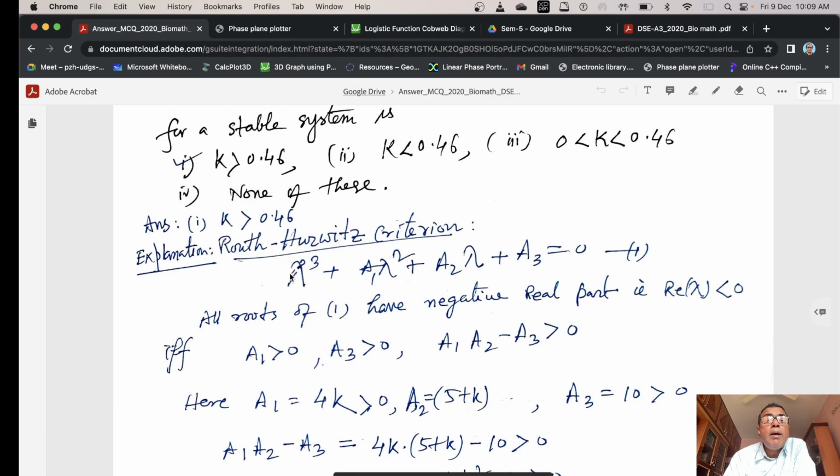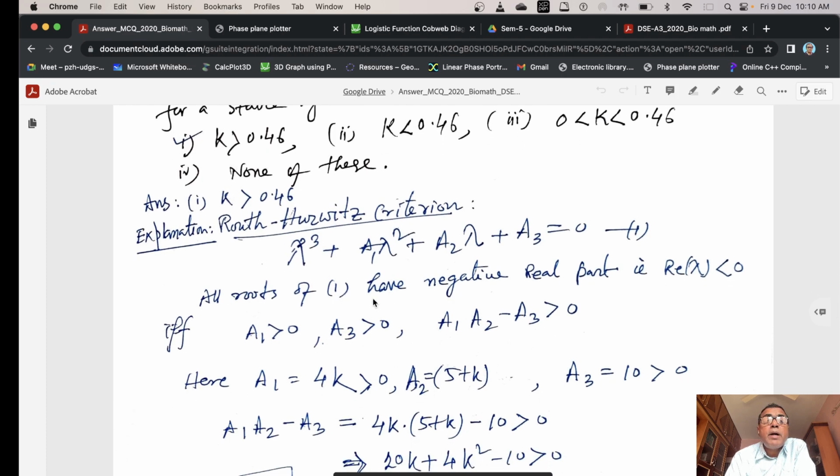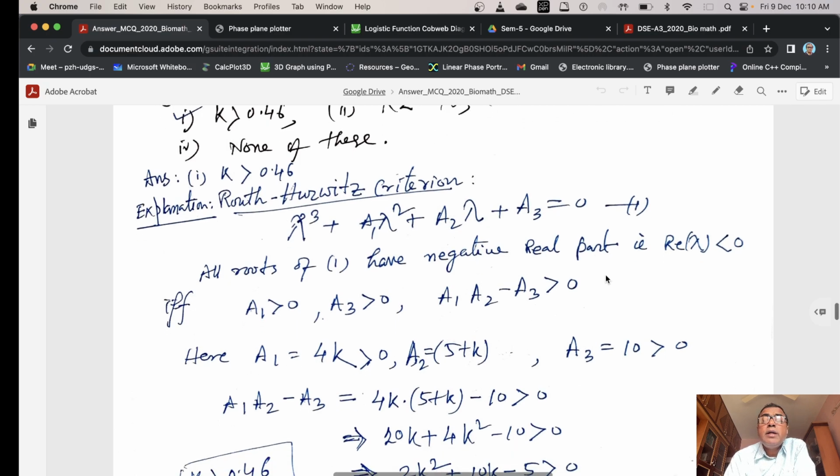We know that if the characteristic equation is lambda cubed plus a1 lambda squared plus a2 lambda plus a3 equal to 0, then all roots have a negative real part, that is, real lambda is negative, if and only if a1 is positive, a3 is positive, and a1 into a2 minus a3 is positive. From the eigenvalues we can get the nature: the equilibrium point is stable when the real part of lambda is less than 0.